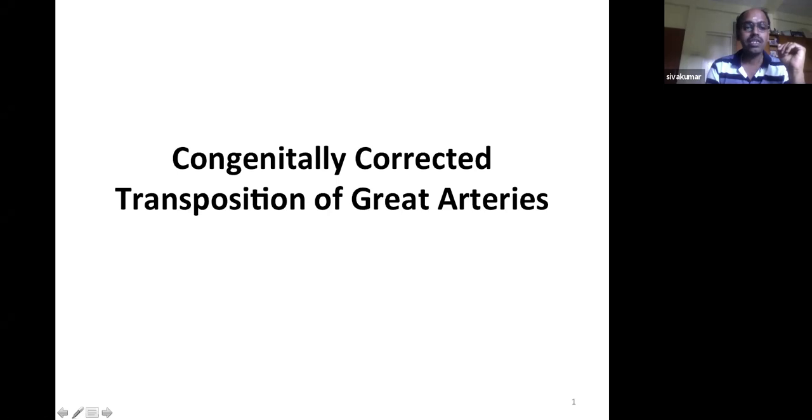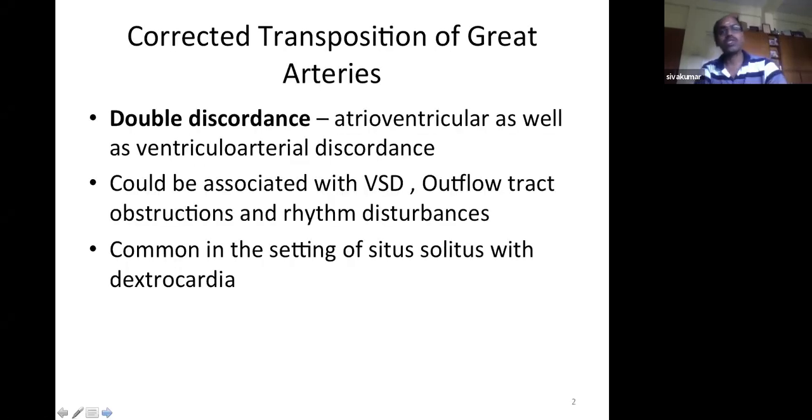If you look at what is corrected transposition, it's a situation where there is double discordance. That means there is atrioventricular and ventricular arterial discordance. Right atrium connected to left ventricle, left atrium connected to right ventricle. So there is atrioventricular discordance and ventricular arterial discordance.